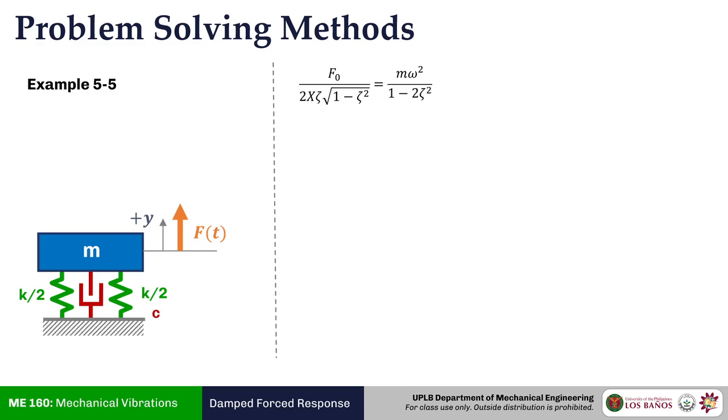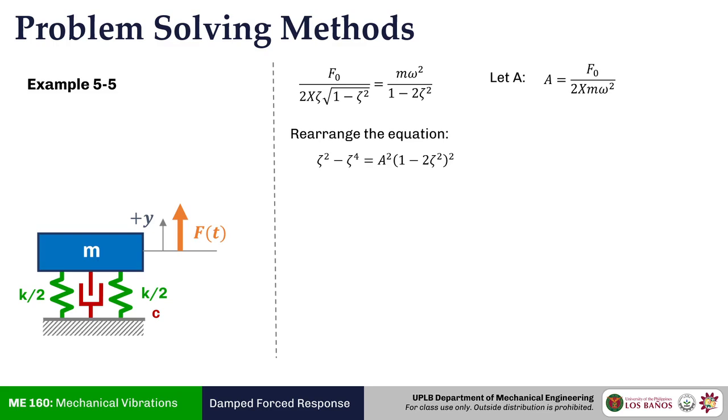Pero para mas madali, let's clump all the known parameters together and let's equate them to A equals F naught over 2x m omega squared para mas madali mag-manage ng equation. So, if you rearrange this, una mong mapupuntahan is this equation. So, if ito yung mapuntahan mo, you can try to shift solve it. Ang warning ko lang is dahil naka-raise to yung highest order mo of zeta is to the 4, magkakaroon ka ng possibility of 4 possible solutions.